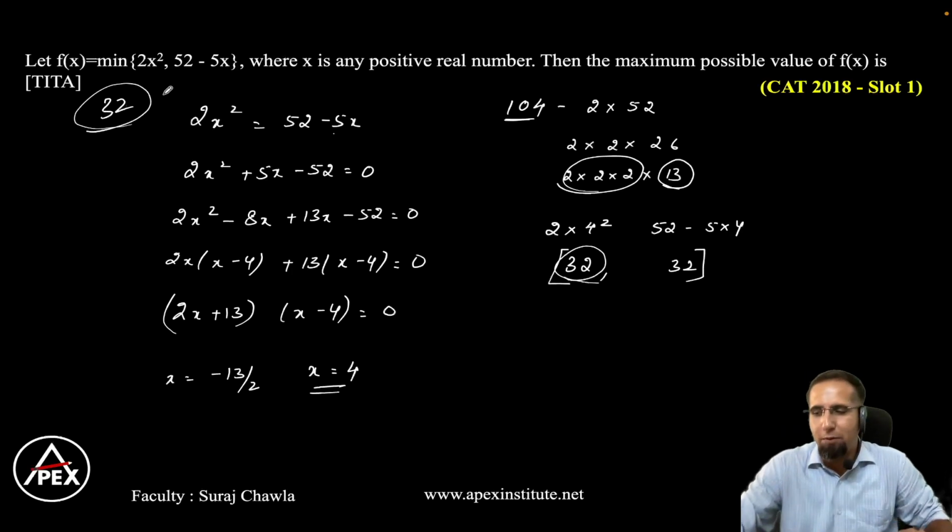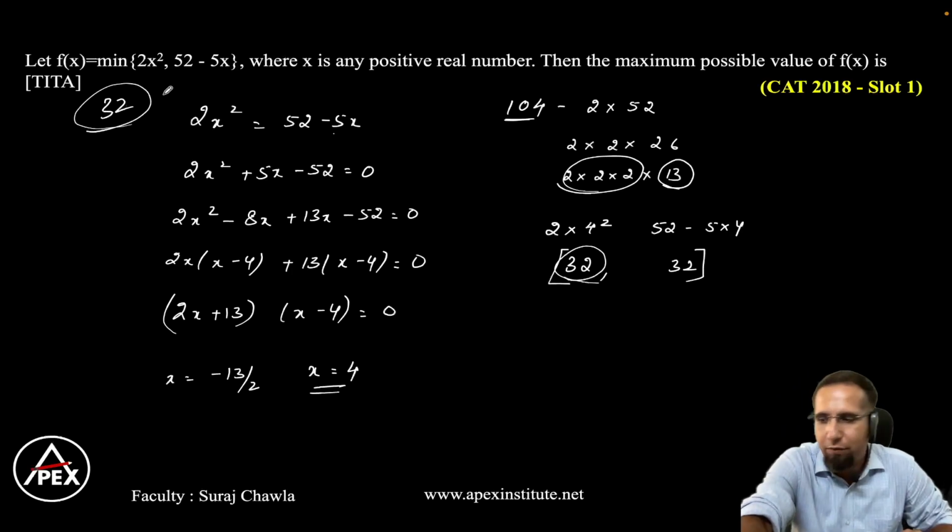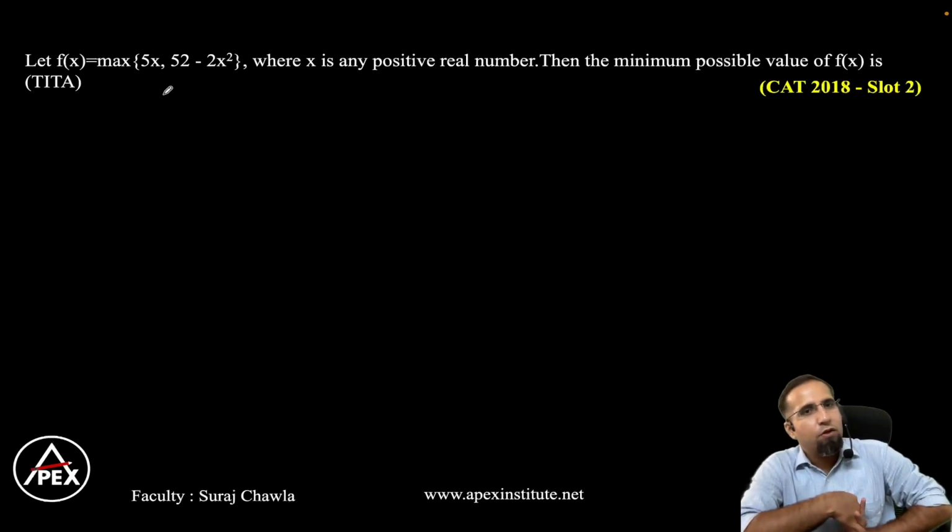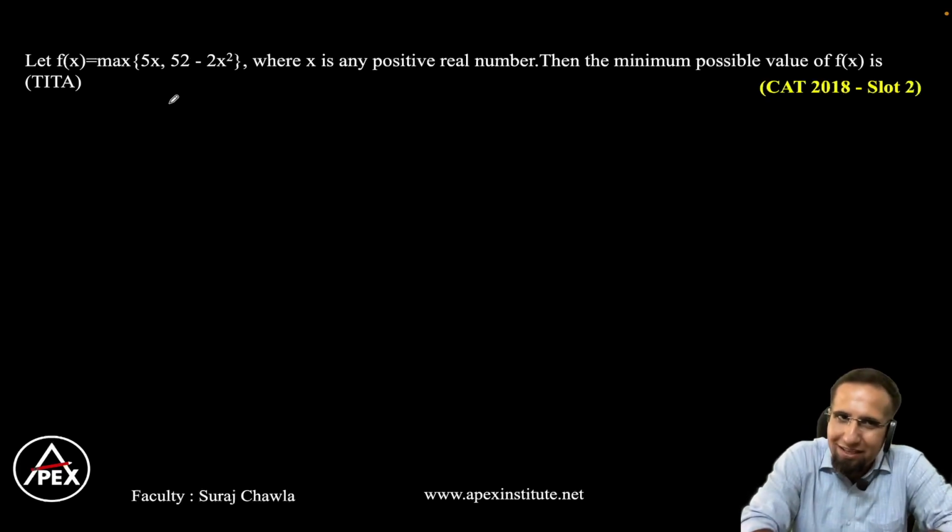So this is how we solve the minimum and maximum questions, guys. Now let's look at one more question here, please. So we are given the maximum value and we are asked the minimum value, which has come in some other slot here. So again the same logic here.